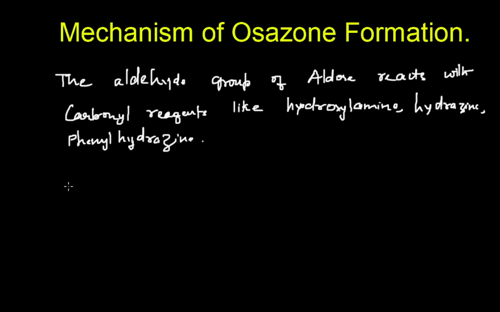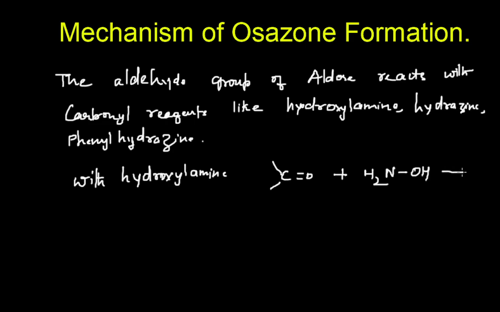For example, with hydroxylamine, suppose this is a carbonyl group that is there in the aldose. It reacts, and with the loss of water, what you get is your oxime. So this is your oxime.